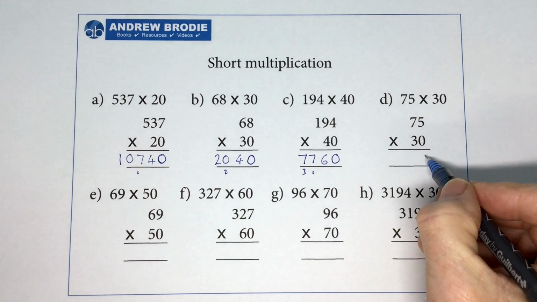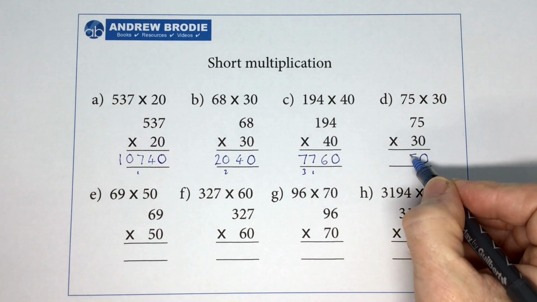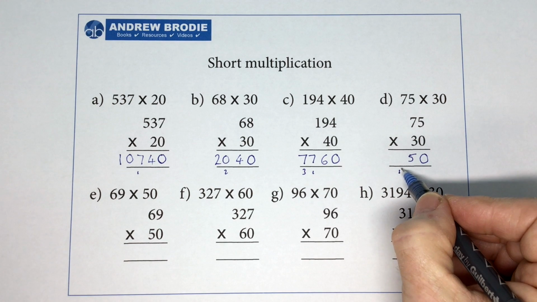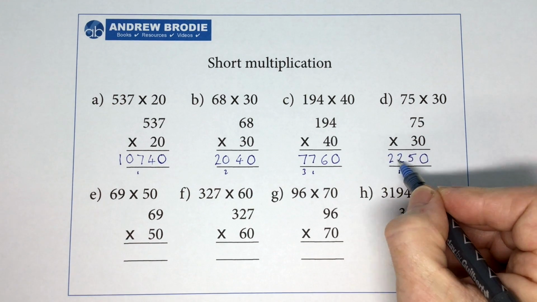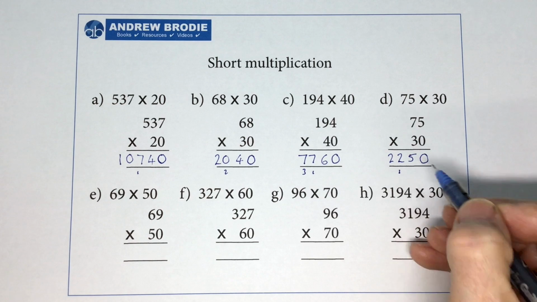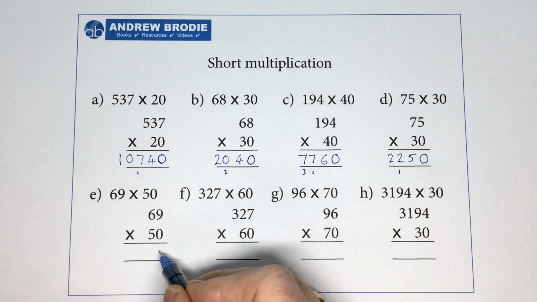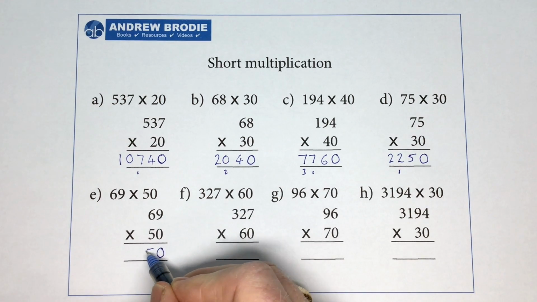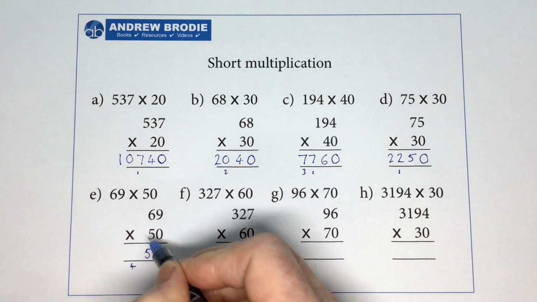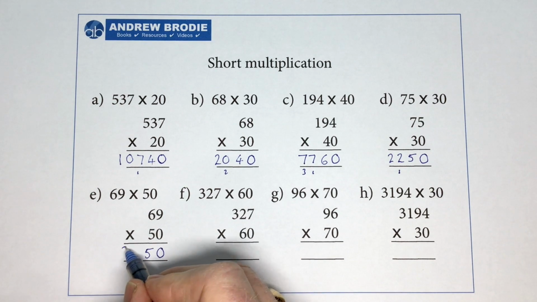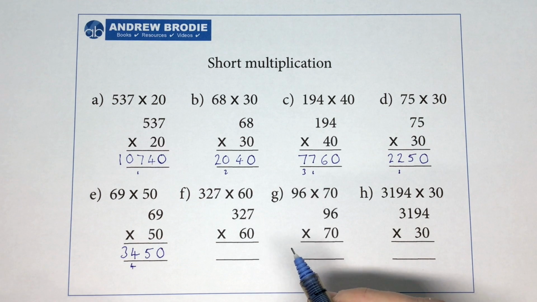7,760. Put a 0 in the units. 5 3s are 15. 7 3s are 21, add 1 makes 22. 2,250. 69 times 50, put a 0. 9 times 5 is 45. 6 times 5 is 30. Add 4 makes 34. 3,450.